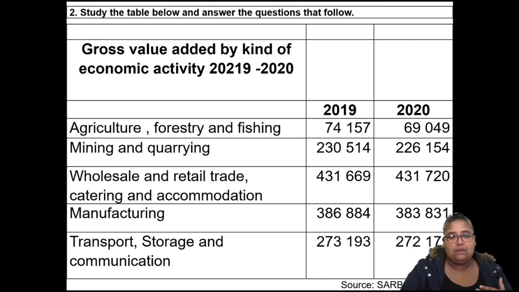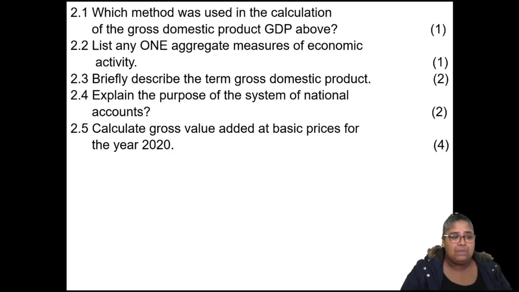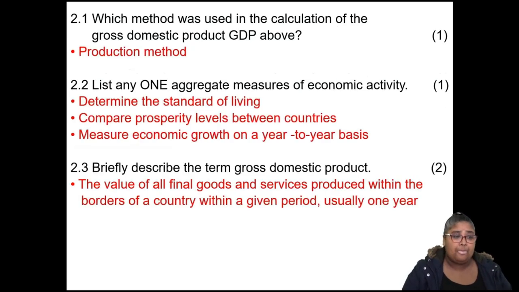And if we're looking at production by various economic sectors, that indicates that the method used would be the production method, because we are looking at production taking place within the primary, secondary, and tertiary sectors, because all of those economic activities could be classified per economic sector. We have three methods to calculate GDP: the production method, income method, and expenditure method. But because we are looking at the economic activity of the various economic sectors, that indicates the production method was used.